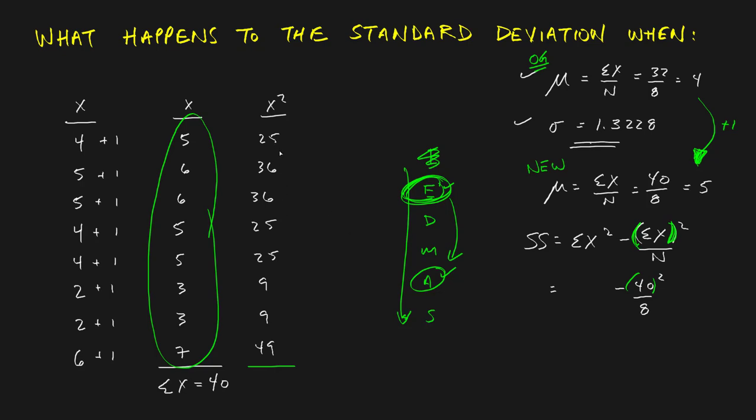So when you add these up, let's see what this is going to be. It comes out to be, the sum of x squared is 214. Okay, so we've got 214 minus 40 squared over 8. And so let's see, what is 40 squared divided by 8? That gives me 200. So 214 minus 200, I've got a sum of squares equals 14.